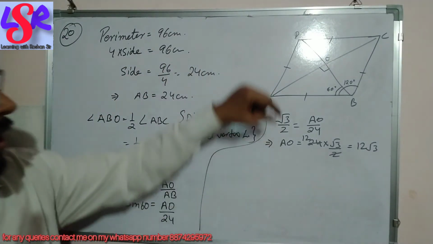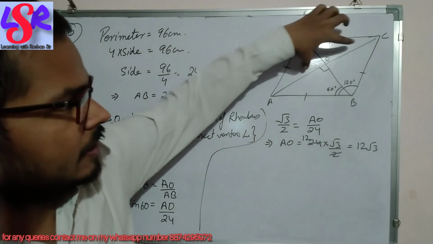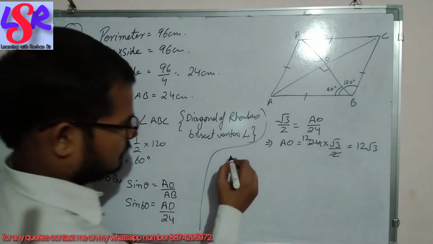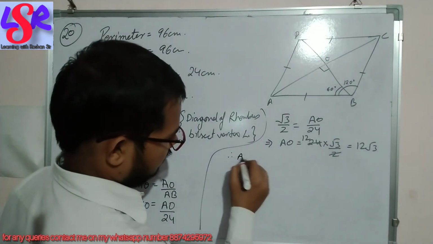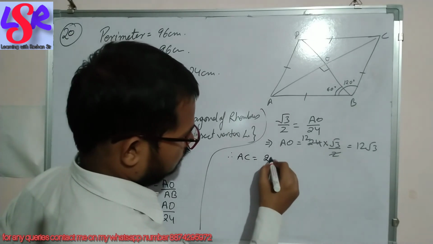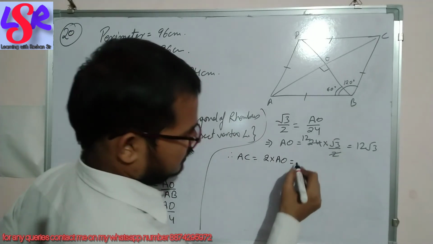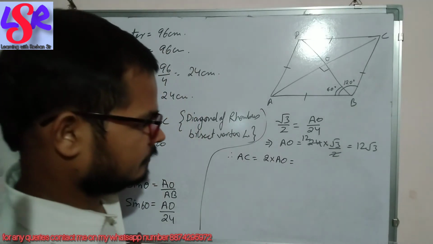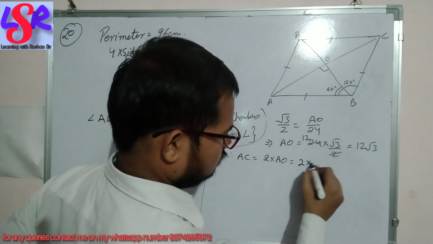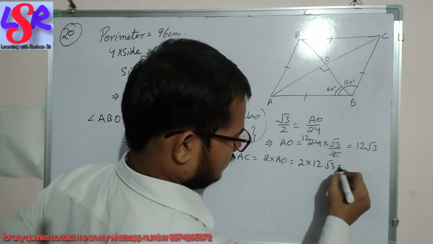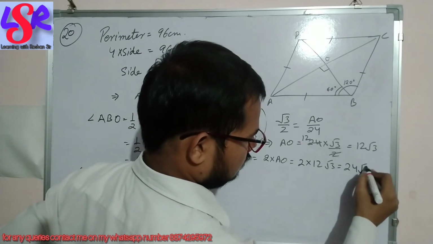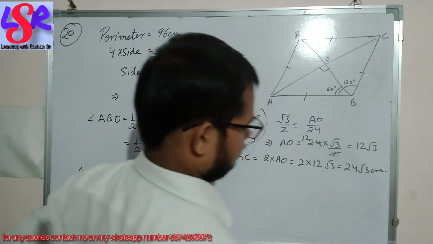Now AO की value 12 root 3 है तो AC will be double of this, therefore AC equals to 2 into AO because diagonals of the rhombus bisect each other. So 2 into 12 root 3, that is equals to 24 root 3 centimeter.